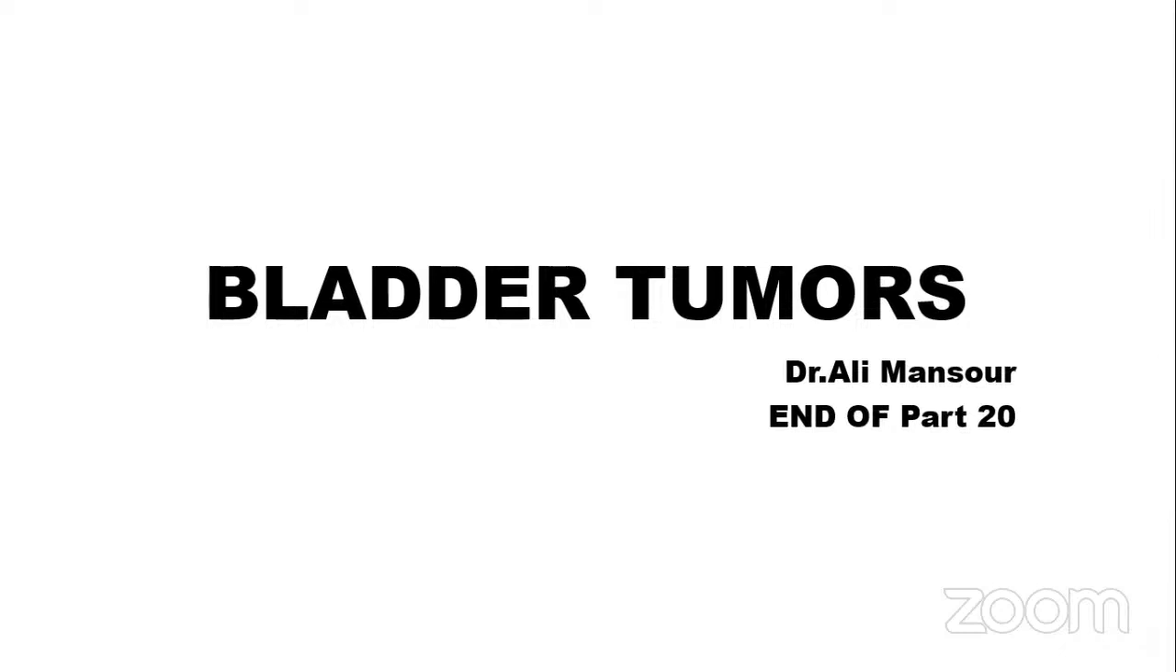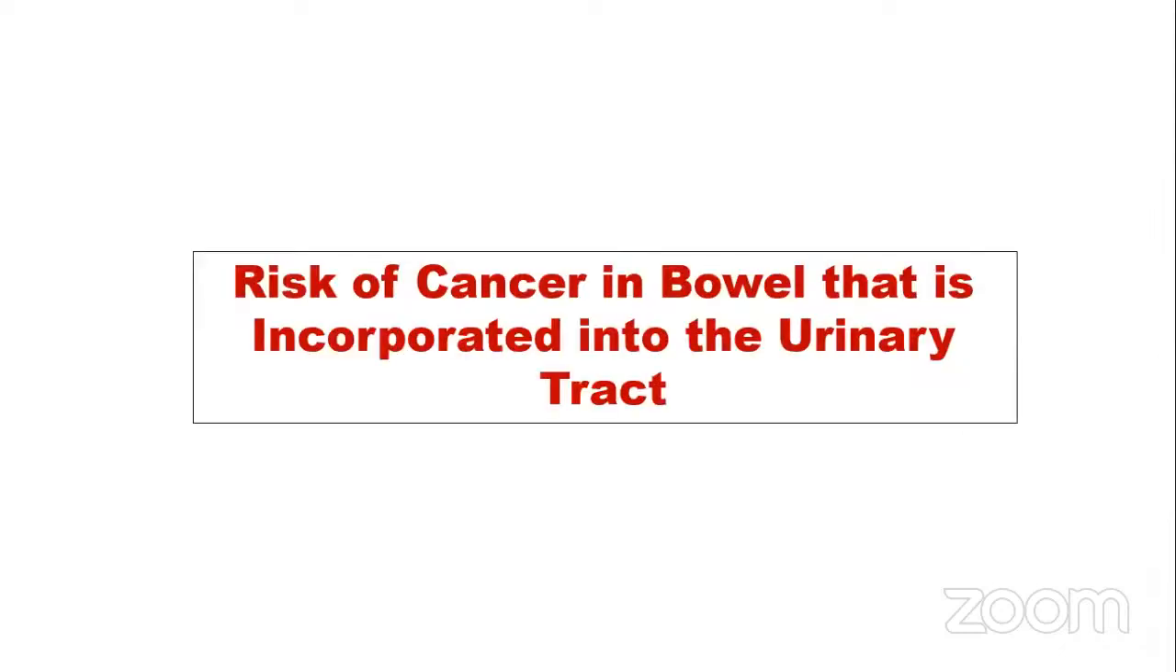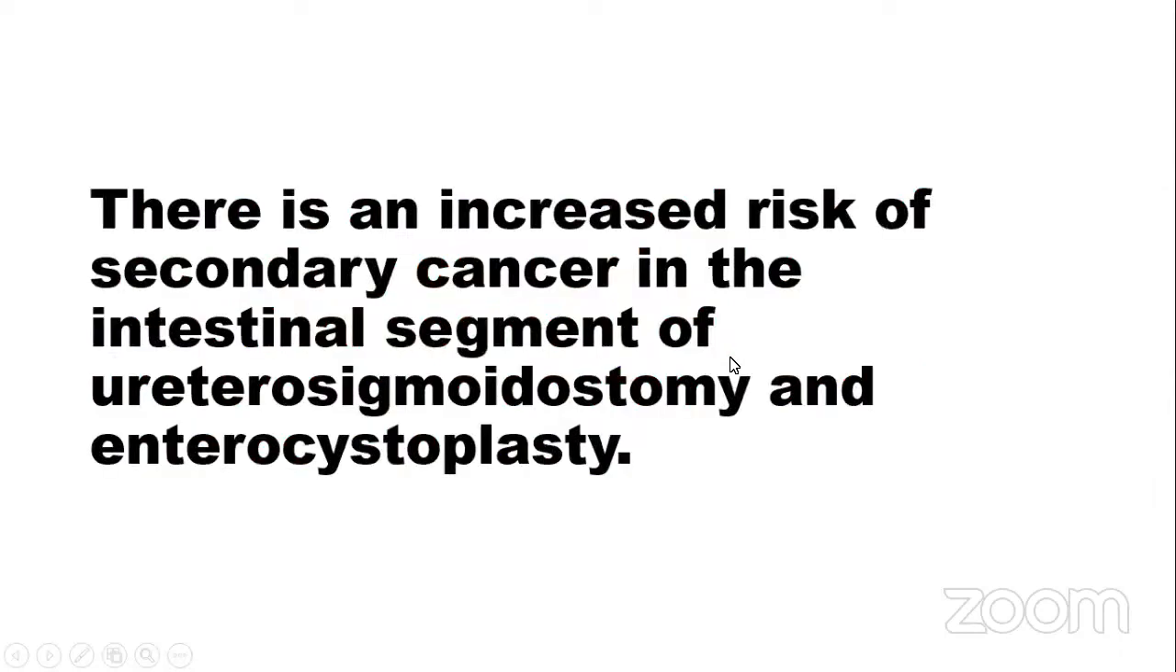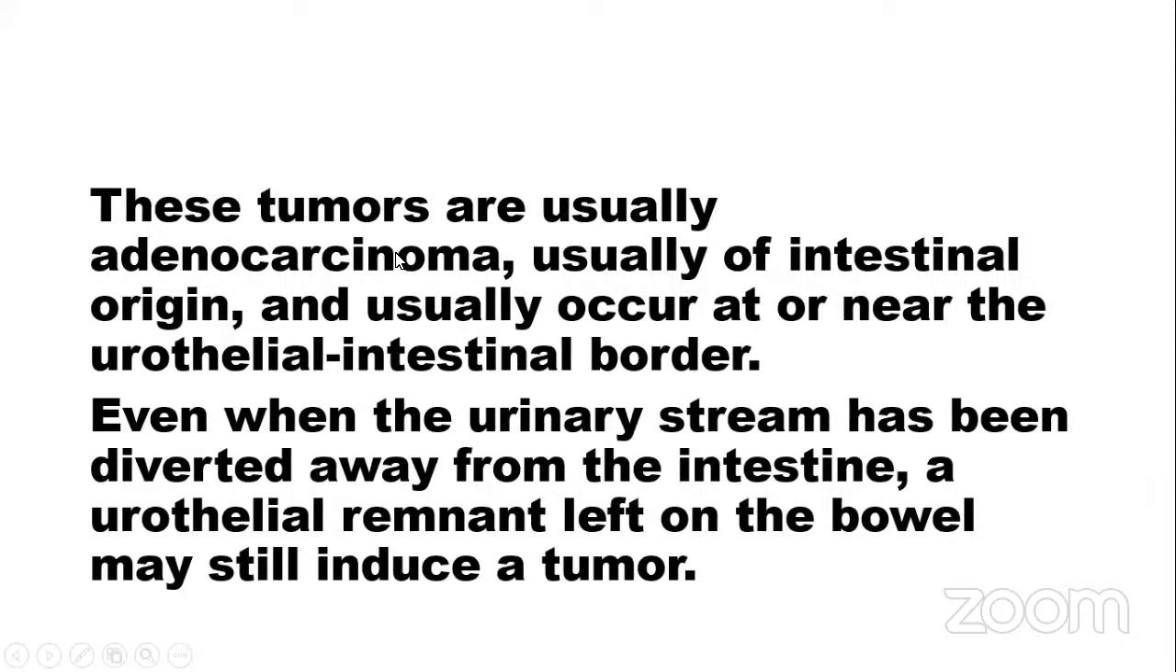We'll speak about bladder tumor, part 20: risk of cancer in the bowel that is incorporated into the urinary tract. There is increased risk of secondary cancer in the intestinal segment of ureterosigmoidostomy and also enterocystoplasty. So this is the increased risk of intestinal segment cancer. These tumors are usually adenocarcinoma, of intestinal origin, and usually occur at or near the uretero-intestinal border.